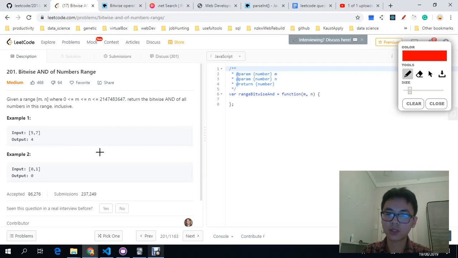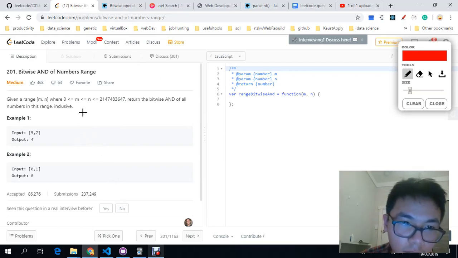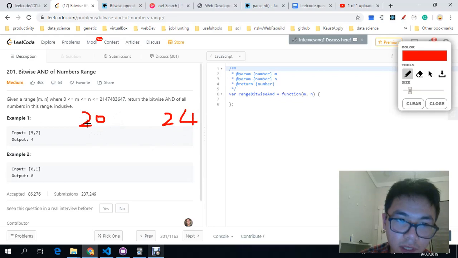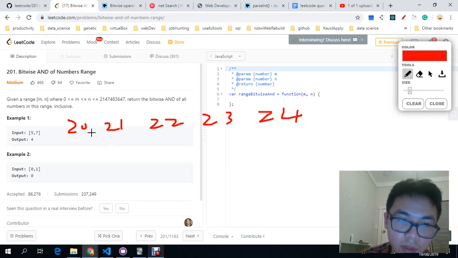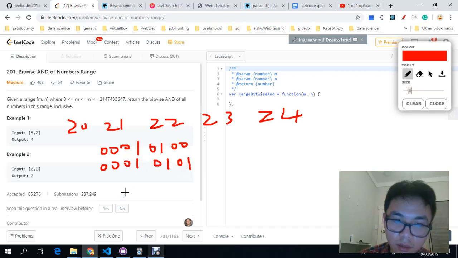So let's see how we can code it. But before that, let me use an example so you can understand what I'm saying. For example, m is 20 and n is 24, and we have to find those numbers from 20 to 24: 21, 22, 23, 24. Number 20 is 10100, and number 21 is 10101. So you already see the pattern.